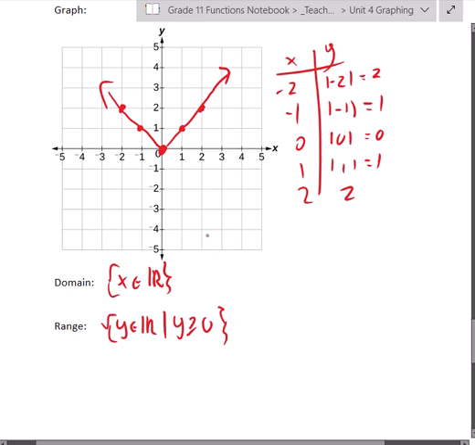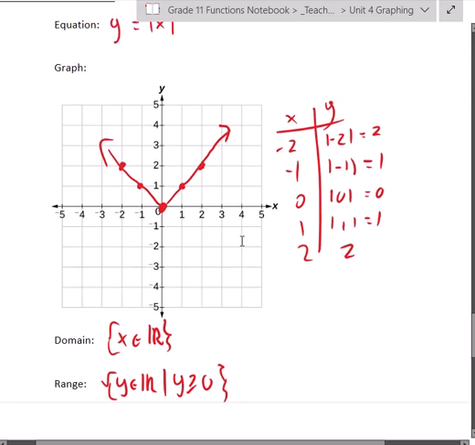So these are parent functions. For each of them, you can create a table of values to find your initial points. Some have some very specific key points, like our root function and our reciprocal function. Pay attention to those, and make sure you have your domain and range notations as well.